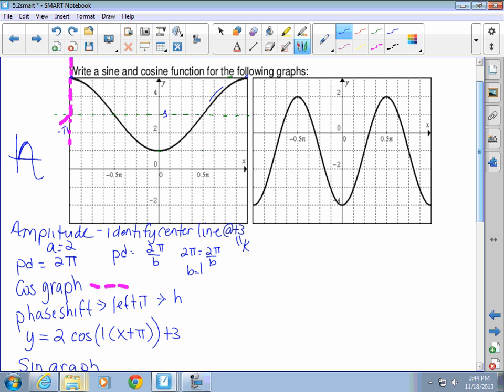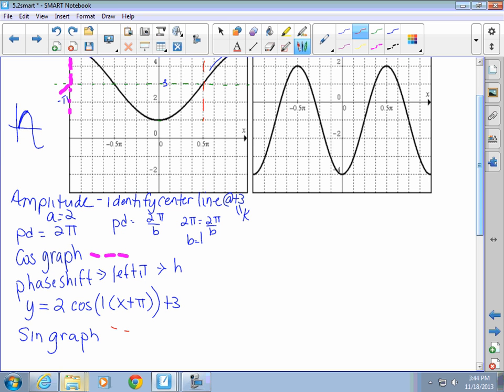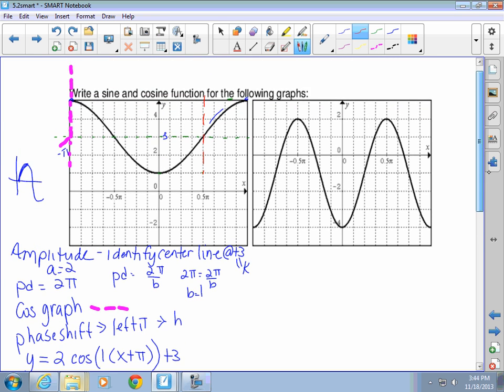What color should I pick? I'll do red. So if that's what I'm looking at, my 0 then, with the center line, would have been here. Okay, so for the sine graph, I'm looking at the red dotted line there. So if I look here, I've gone from 0 up to 2, so I know that that's going to be the same.